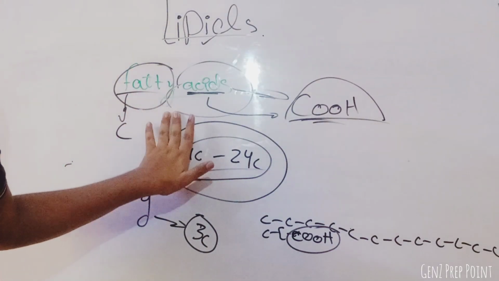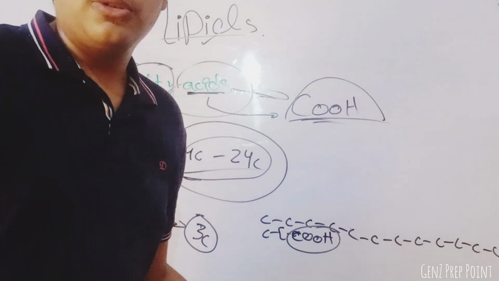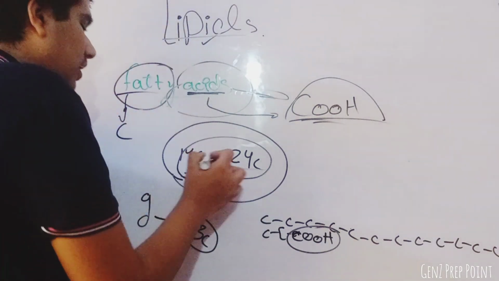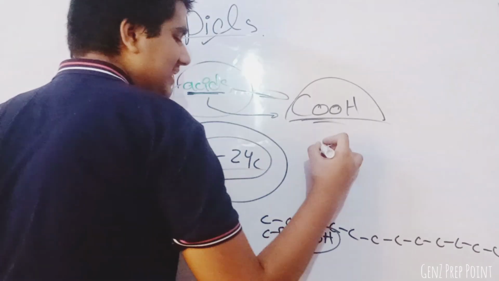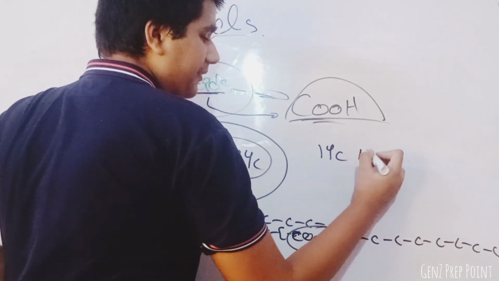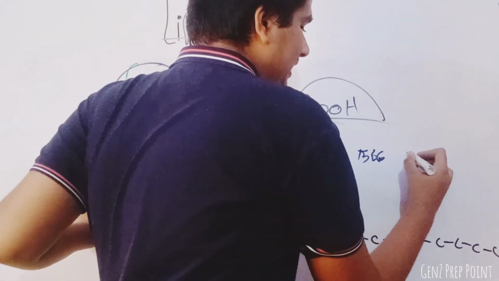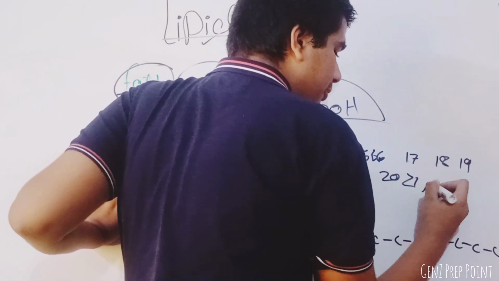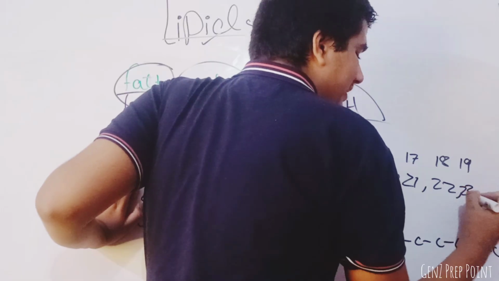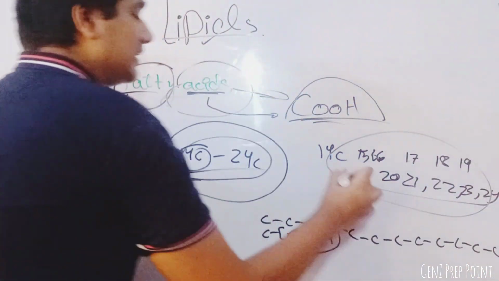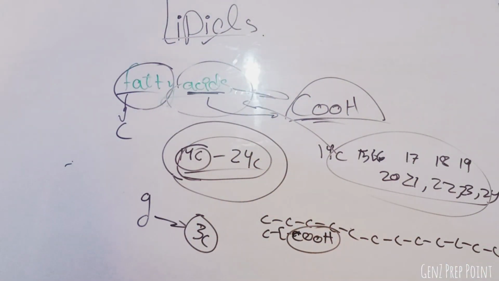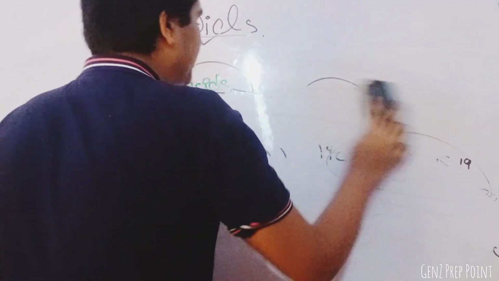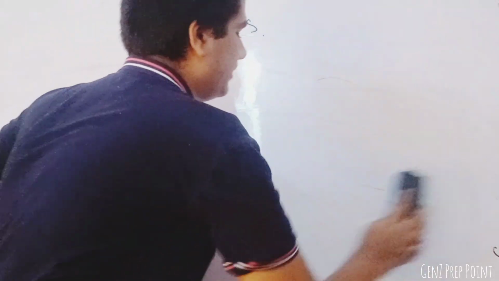Why am I not calling this a fatty acid? It doesn't have COOH. When it has COOH, I will call it a fatty acid. A fatty acid that has 14 carbons or 15, 16, 17, 18, 19, 20, 21, 22, 23, 24 will be considered a fatty acid. That's all. Let me clear it out further. Wait, I will clear it out.